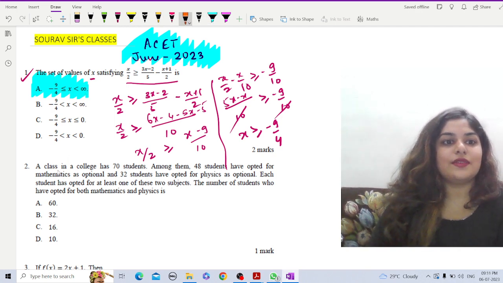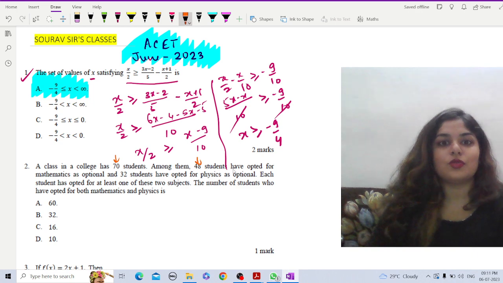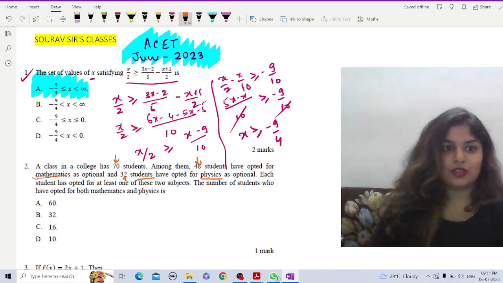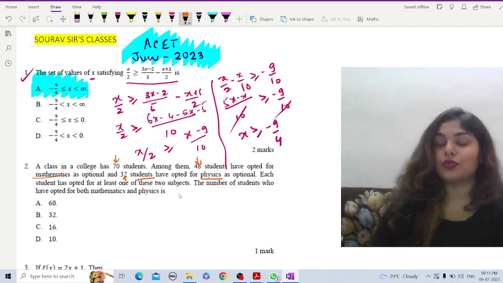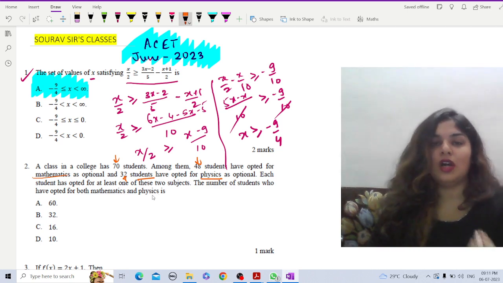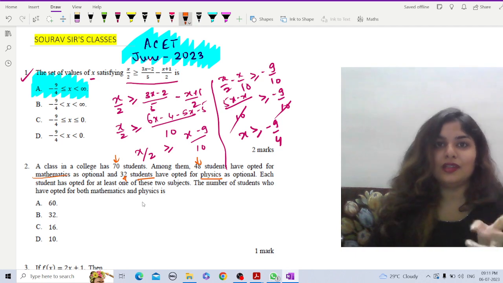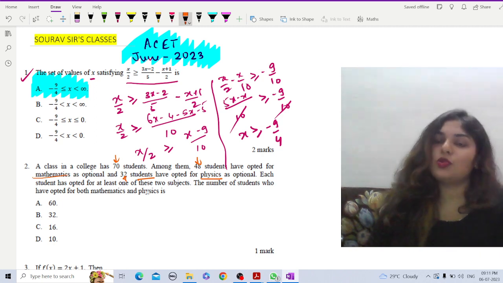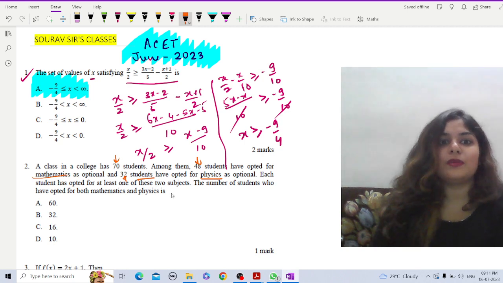The next question here is: a class in a college has 70 students. Among them, 48 students have opted for maths as optional and 32 students have opted for physics as optional. Each student has opted for at least one of these two subjects, at least one or both, correct? So the number of students who have opted for both mathematics and physics is how much?